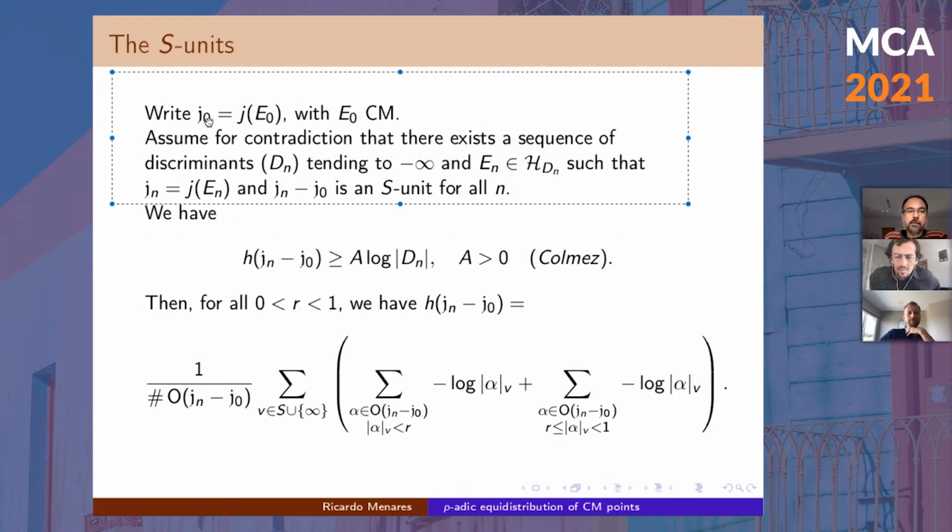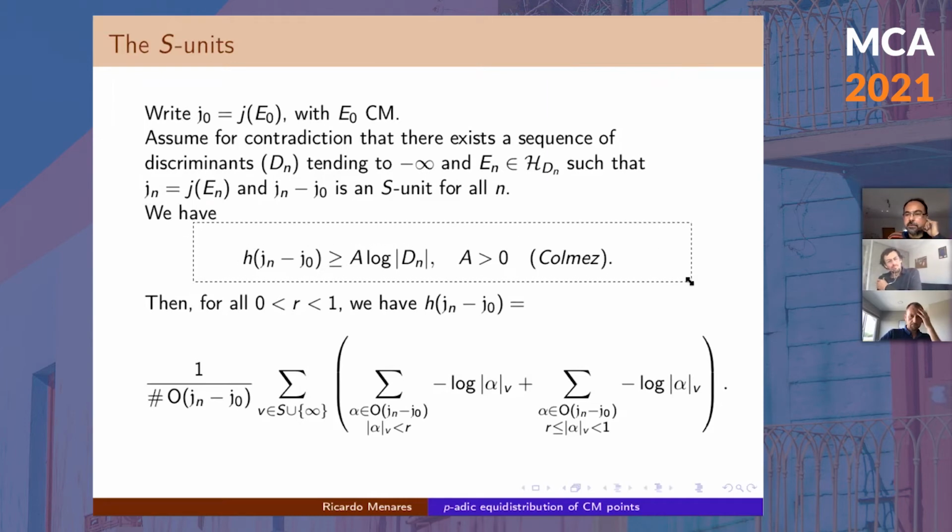We will fix J0, the j-invariant of a CM elliptic curve A0. We will assume for contradiction that there are infinitely many singular moduli such that the difference is an S-unit. So there will be a sequence of discriminants going to minus infinity such that, with Jn the j-invariant of En, Jn minus J0 is an S-unit for all n.